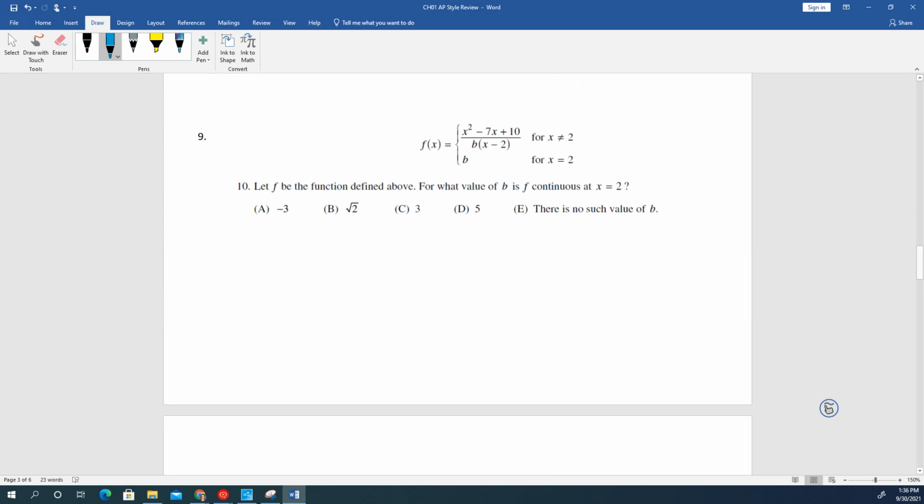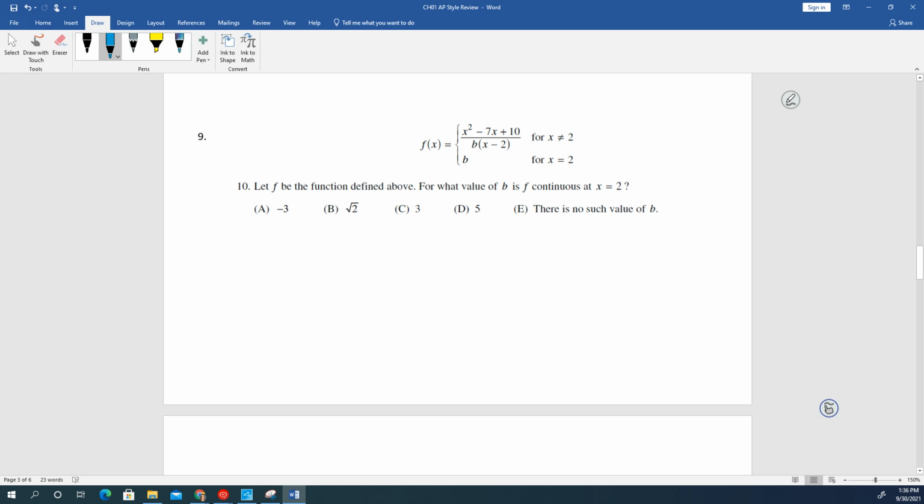All right, this is number 10 on multiple choice, so no calculator on this one. So again, with this arithmetic too, you have to be able to algebraically do stuff without your calculator. Let f be the function defined above. For what value of b is f continuous at x equals 2?